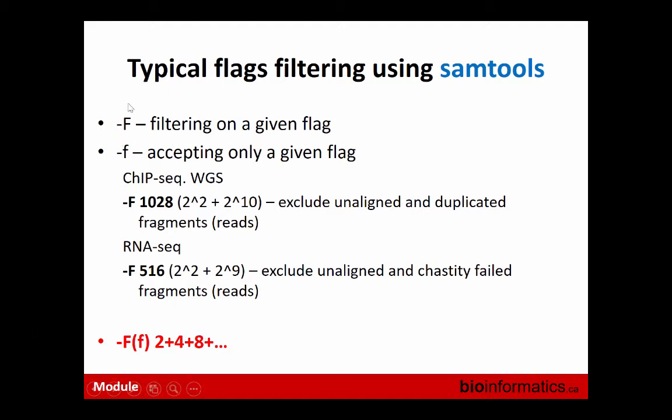And here is an example. So capital minus F, if we use some tools, and later we'll discuss a little bit more about some tools, will filter away reads with a certain flag. Minus capital F 516 will filter 512, 2 to the power 9, plus 4, which is 2 to the power 2. 2 to the power 2 is unaligned reads, so we are not interested in unaligned reads, and we filter out those reads which failed chastity quality. So when we add this flag and scroll through the file, we have a subset of reads, only those which satisfy those criteria. And small letter f will actually select only reads with a certain flag. So here, only reads aligned on the positive strand, or only read one among all reads.